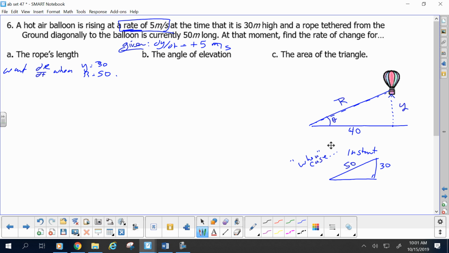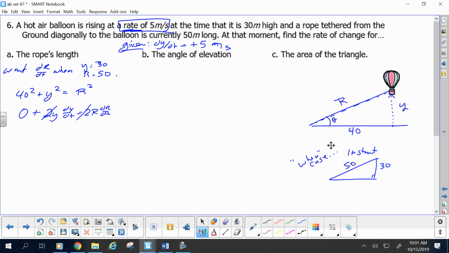Pythagorean theorem. So by Pythagorean theorem, 40 squared plus y squared is r squared. That's two variables, so at least I don't have to worry about substituting. You can narrow the variables down. Let's differentiate with respect to time. What's the derivative of 40 squared with respect to time? 0. What's the derivative of y squared with respect to time? 2y dy dt. The derivative of r squared with respect to time? 2r dr dt. If I dump the 2's, are we cool with that?